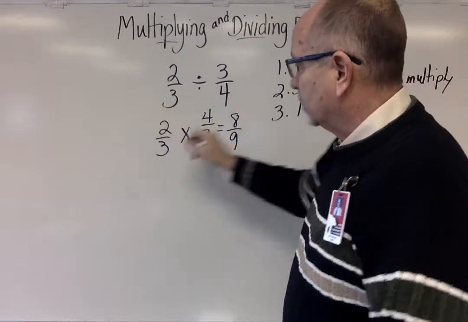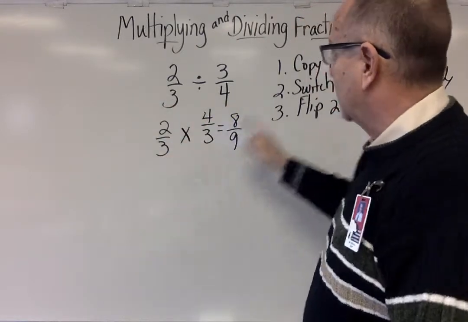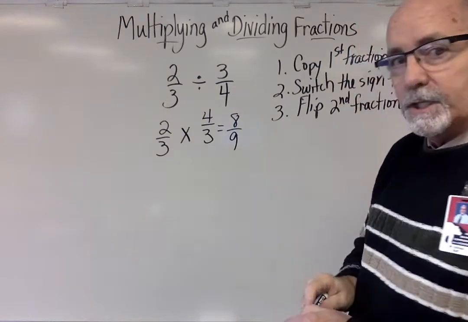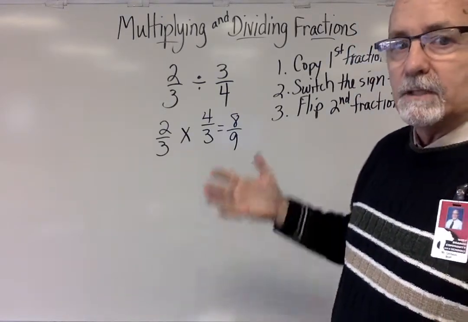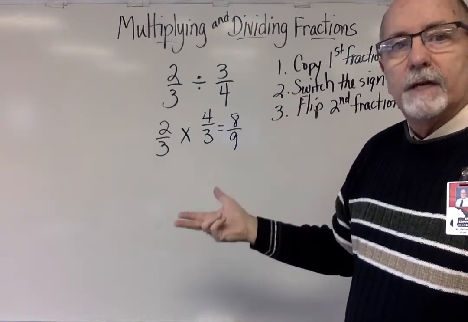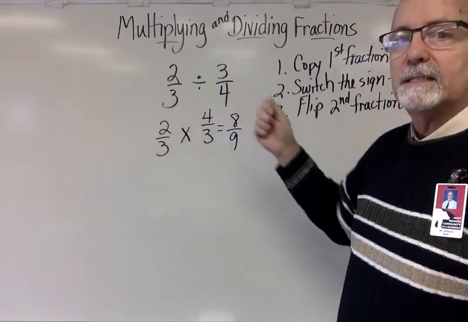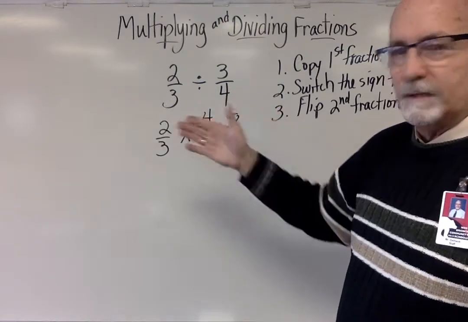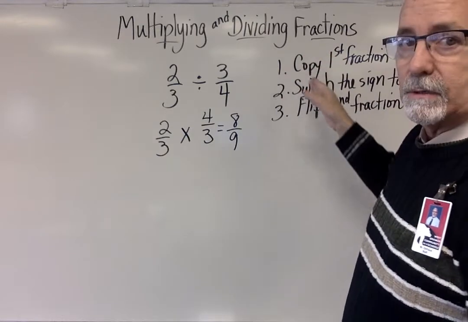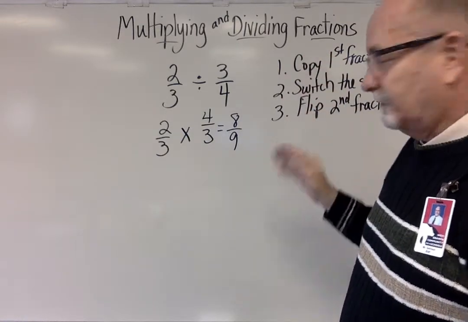So multiply across just like normal once you have the 3 steps made of copy, switch, flip. So division can be very simple as long as I have that little catchphrase, copy, switch, flip, and you never flip the first fraction. It's always that second fraction that I flip and copy the first one down. I don't flip them both. So that's very important. You know what those 3 verbs mean, copy, switch, flip.